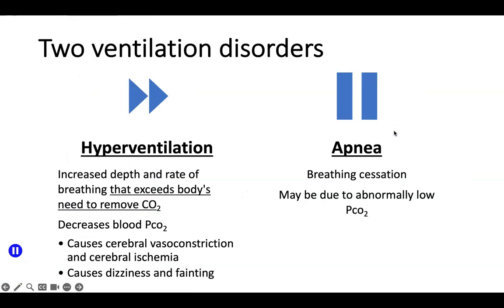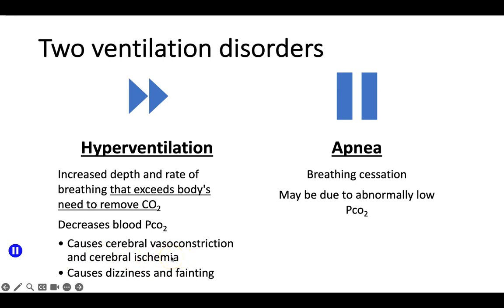However, there are two ventilation disorders. Hyperventilation is when there's increased ventilation that exceeds the body's need to remove carbon dioxide. So the body goes too far. Not only do you decrease the carbon dioxide back to your set point, but it keeps going. You're breathing too much for your tissue's needs. And so what you'll end up seeing as a sign of hyperventilation is decreased blood carbon dioxide levels. This is going to cause vasoconstriction in the vessels of the brain, and it can cause cerebral ischemia.